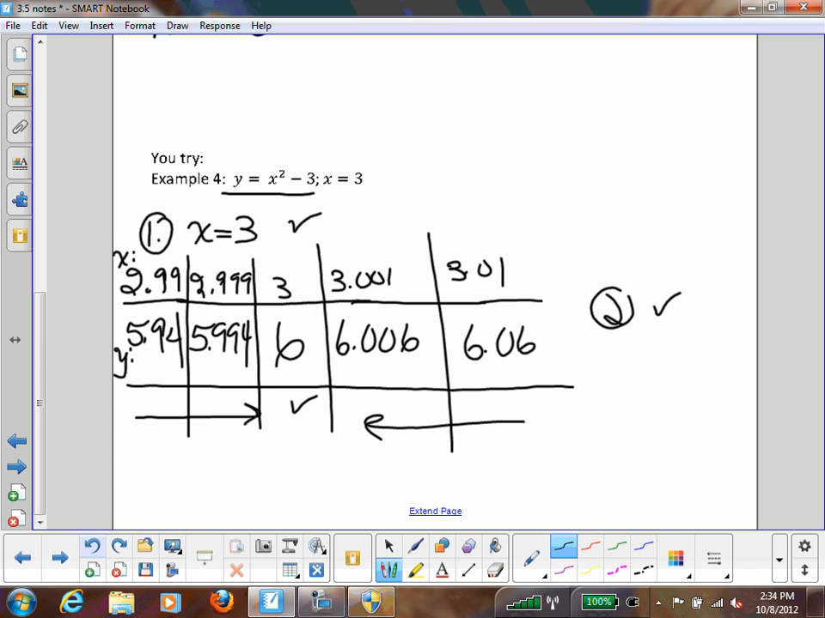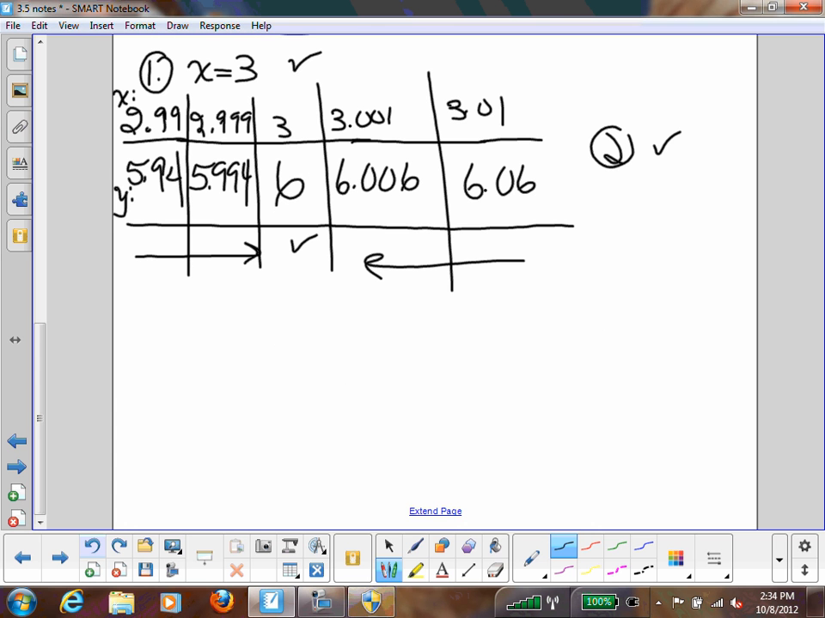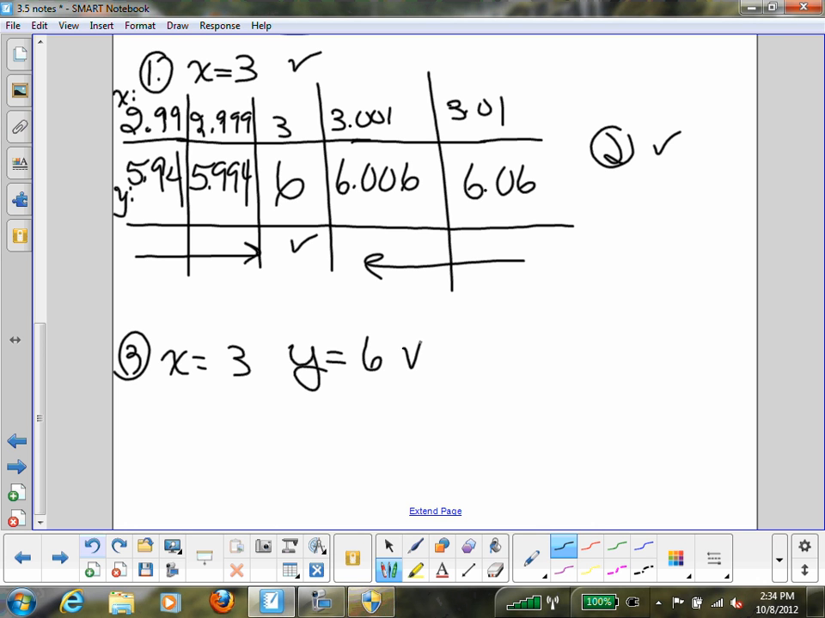Case 3 is, do I get an actual value for y? So when x is 3, what did we get for y? 6. So this is a continuous function. That's all 3 of the cases. You've got to show me this. So when you have this kind of a problem on your quiz, you've got to show me all of your cases, or show me the case that doesn't work. Okay?